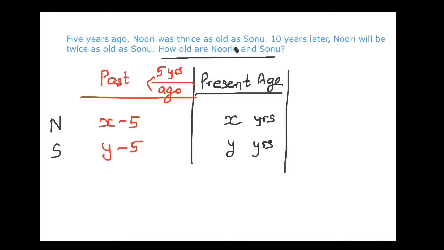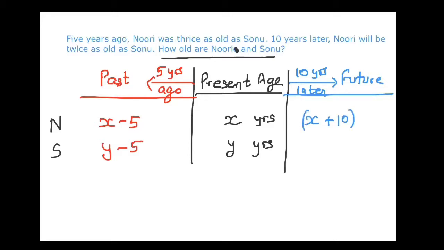Second is given, age 10 years later. Means they are talking about future. So after whatever number of years, age will be increased by that many years. So Noori will be X plus 10 years old and Sonu will be Y plus 10 years old. So these were the ages 5 years ago and 10 years after for both the persons. Now you go as per the question.